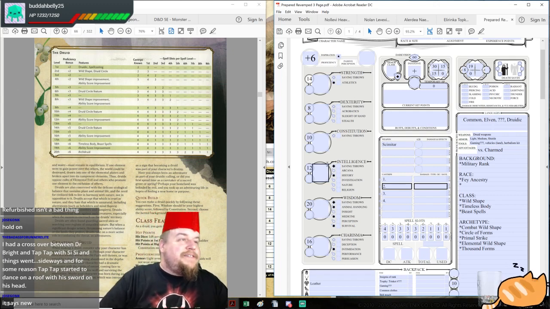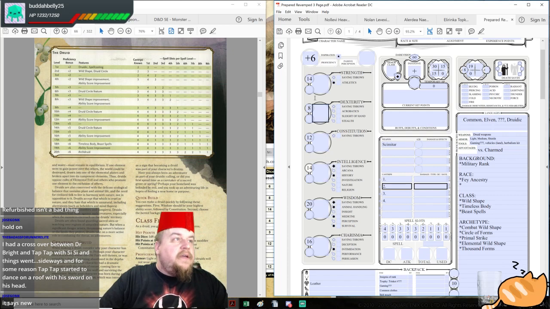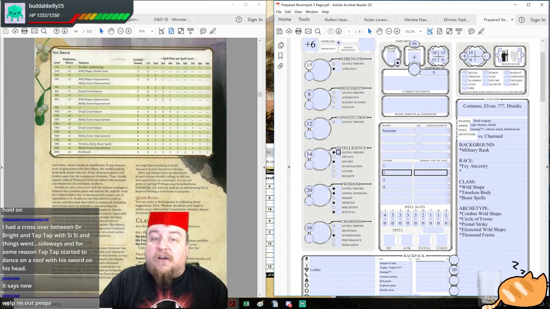Okay, so if we do this, let's bump up our constitution by 2. Let's bump up our intelligence by 2. And let's put our last point in strength. There we go. Those are all 5 of our ability score improvements.